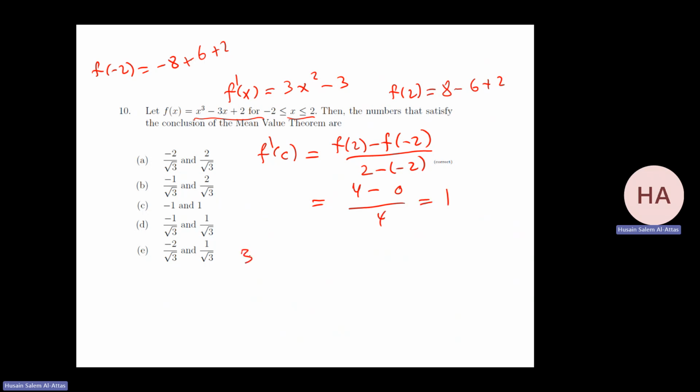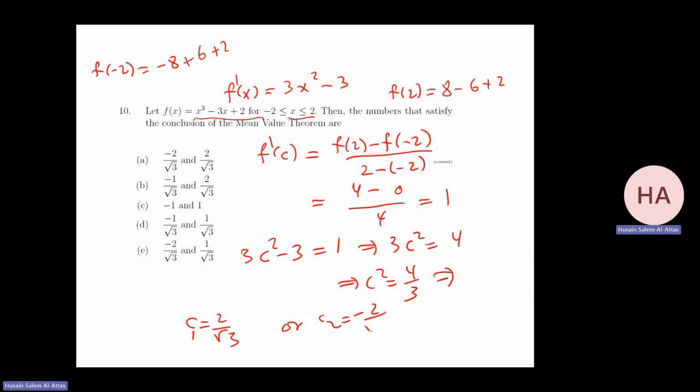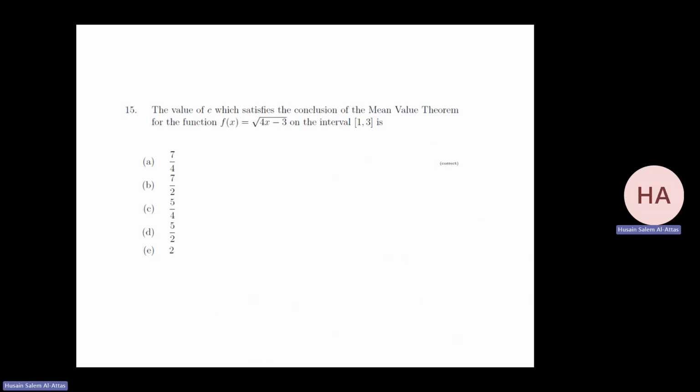f prime, it means 3c squared minus 3 equals 1. So 3c squared equals 4. So c squared equals 4 over 3. So c will be equal to 2 over root 3, or c2 is minus 2 over root 3. Yeah, this belongs to the interval, which is minus 2 and 2. And it's the same thing on this one. Here is a value between minus 2 and minus 1, here is a value between 1 and 2. So you have two values, which satisfy the conclusion over this interval.